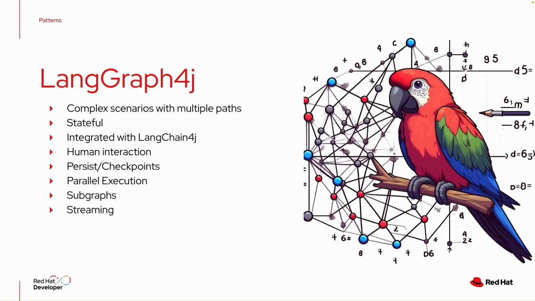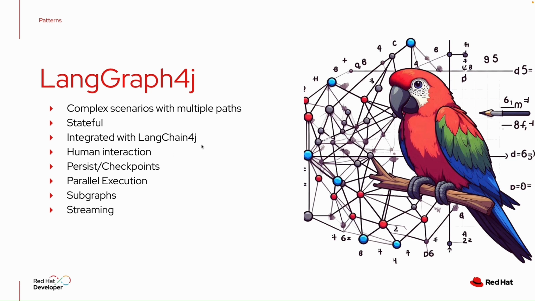And the answer is LangGraph4j. Basically, LangGraph4j is a graph framework, right? It works really well with this kind of complex scenarios where there are multiple paths, some of them interconnected, where we want to make things stateful, where with human interaction support, you can, for example, also persist the path, so you know all the time what happened, what was executed, what not executed. It also provides parallel execution, subgraphs, also streaming.